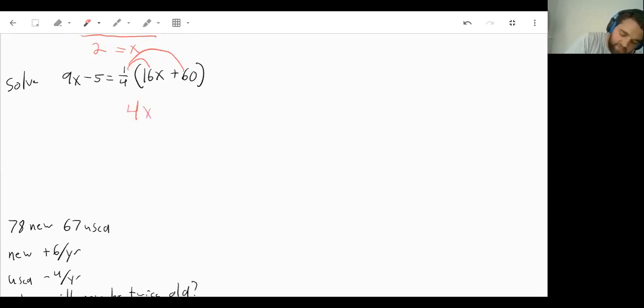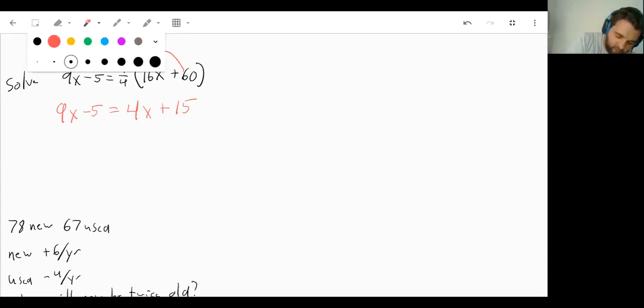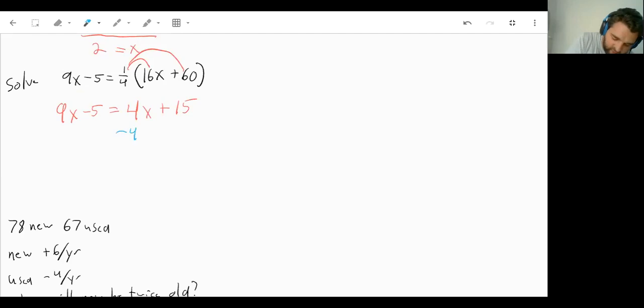So it'll come out with a total of 4x plus 1/4 of 60, which would be 1/4 times 60, or 60 divided by 4, comes out to be 15. On the left side, we still have a 9x minus 5. And now I want to get all of our x's onto the same side. So I'm going to subtract our 4x from both sides. And actually, since we're moving our x's to the left side, let's get our whole numbers to the right side.